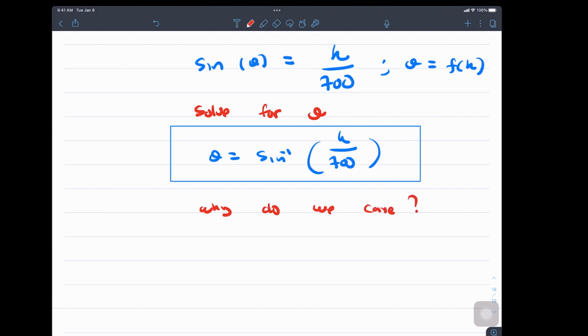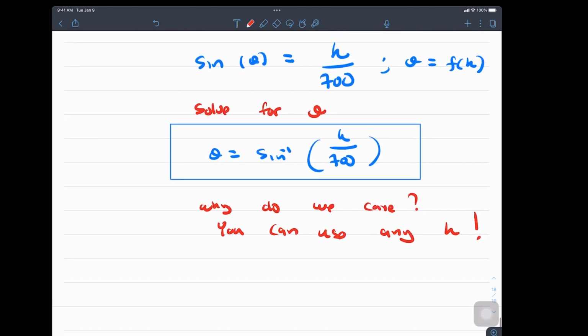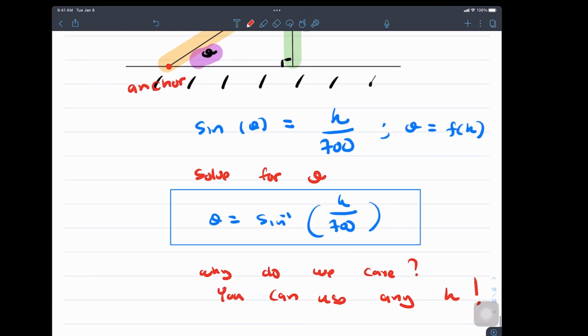Here's the answer. Okay? You can use any h. You can now use any height. So if I say, oh, if the balloon is 1,000 meters, you guys see what I'm saying? Or feet, whatever. If it's 2,000, what's the angle type of thing? That's really what they're asking for here. So this is kind of a common application here of inverse functions. Finding the angle.